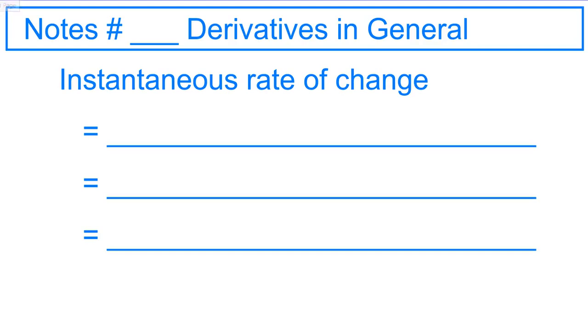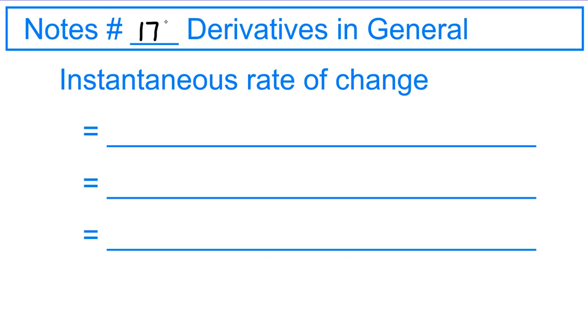Okay, welcome back everyone. We're on notes number 17, and today we're going to talk about derivatives in general. So in our last couple of lessons, we learned about the derivative, which is the slope of the tangent line to a curve at a point. And we've been finding the derivative at a particular point, like x equals 1, x equals 2, something like that.